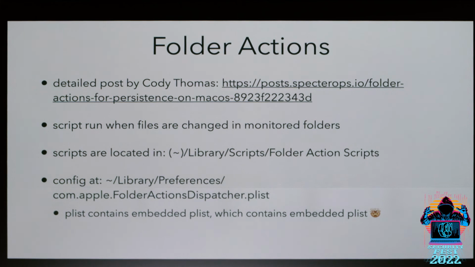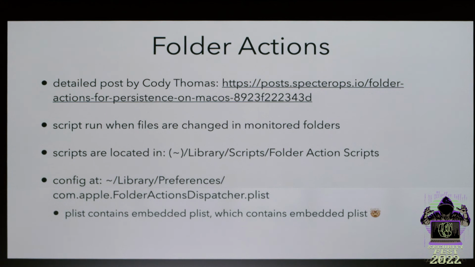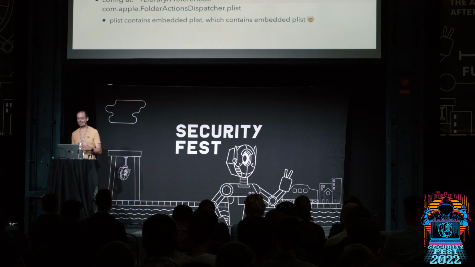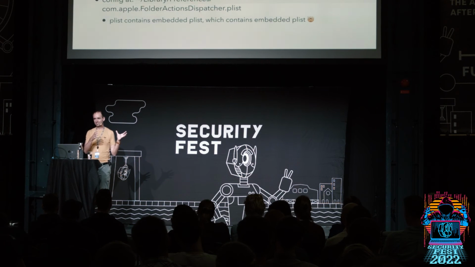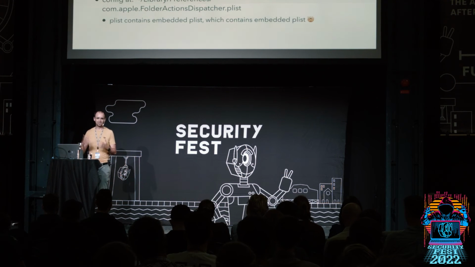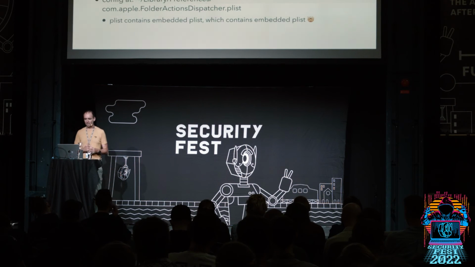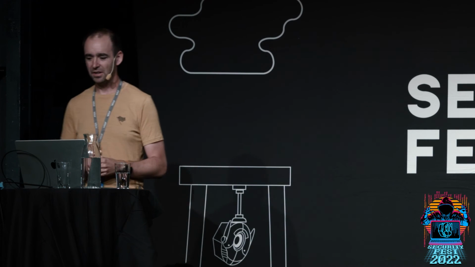Okay, how do you do it? What you can do is create a new folder action through the GUI, save it, and it will create the plist for you. Now, you can just take this plist from your computer and drop it on any other Mac, and that will work. So how can we set this up without any user interaction, because that's not straightforward?